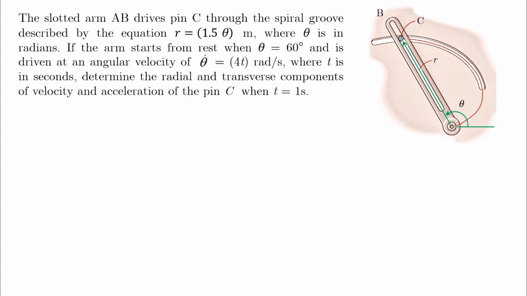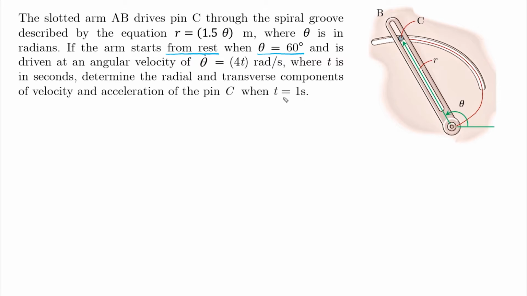The slotted arm AB drives pin C through the spiral groove described by the equation r equals 1.5 theta. So r is a function of theta. If the arm starts from rest when theta is 60 degrees and is driven at an angular velocity of theta dot equals 4t, so theta dot is a function of time, determine the radial and transverse components of the velocity and acceleration of the pin when t equals 1 second.